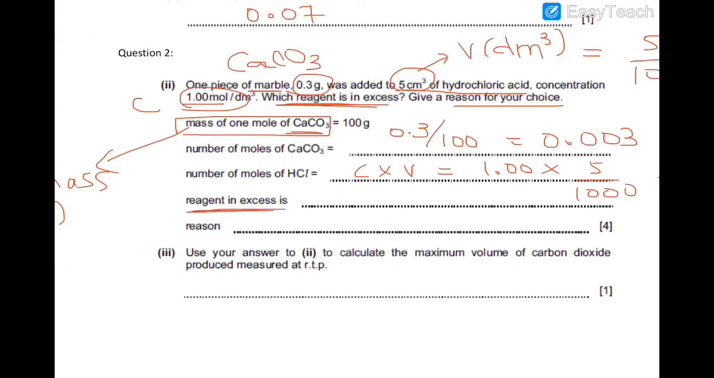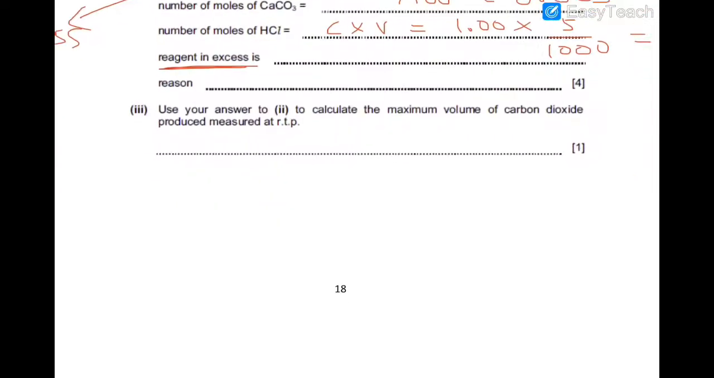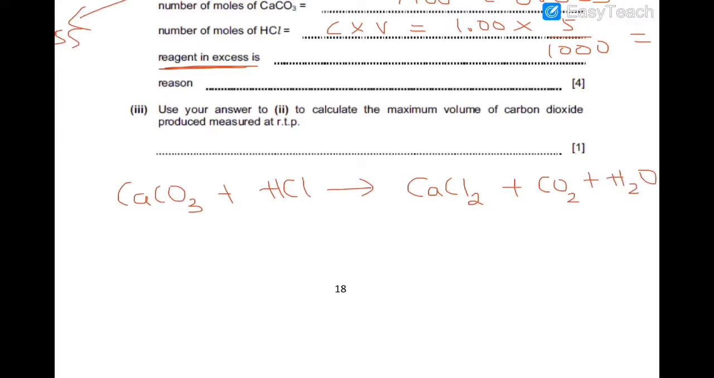Now, for you to know which one is in excess, remember that you need to use the mole ratio, but the equation is not given. So you will have to write the equation. So calcium carbonate plus hydrochloric acid. Carbonate plus acid gives salt plus water plus carbon dioxide. Make sure you write the equation well. So calcium chloride is like this, and I'm going to put 2 here.